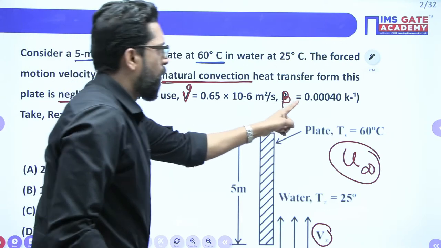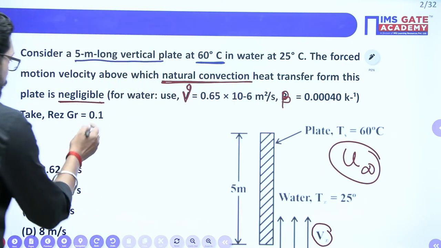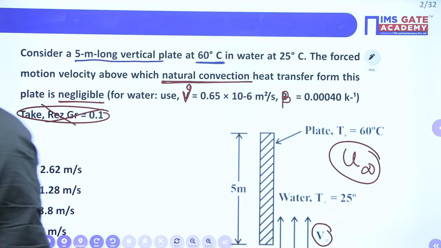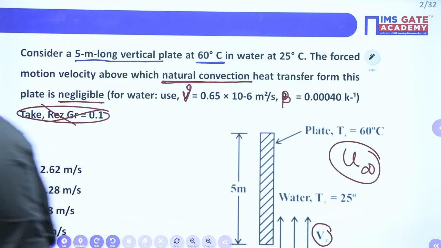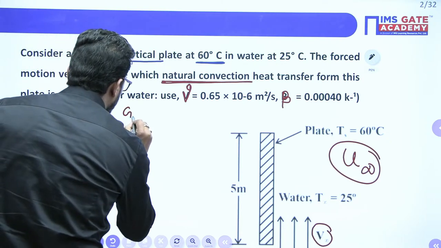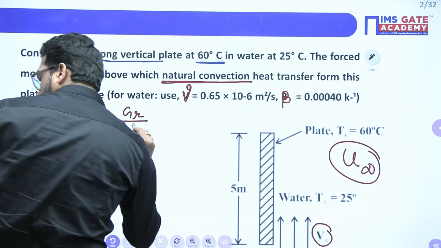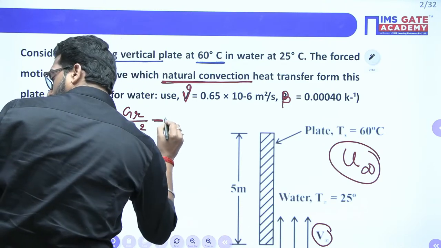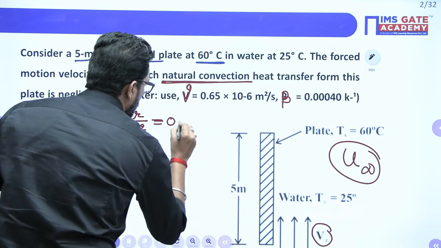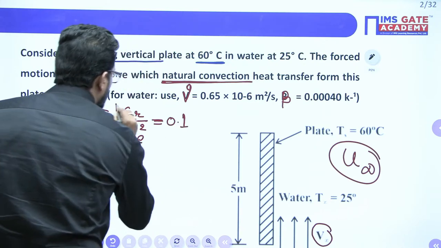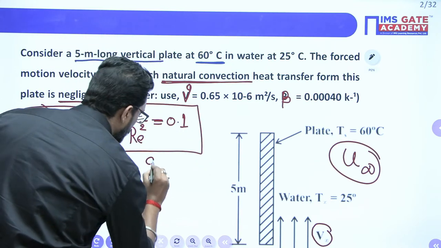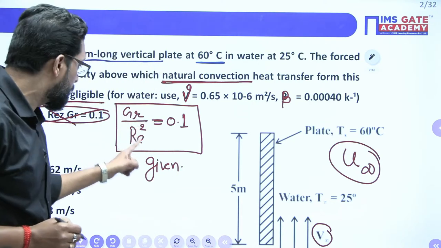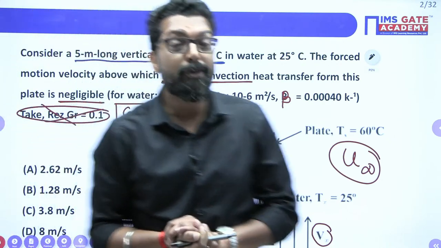Now this is a volume expansion question. It is given. Now it is very important here that this relation is given like that: Grashof number divided by Reynolds number squared is equal to 0.1. I'll give you some background. This relation is given, Grashof divided by Reynolds squared. So here the Grashof number is given.